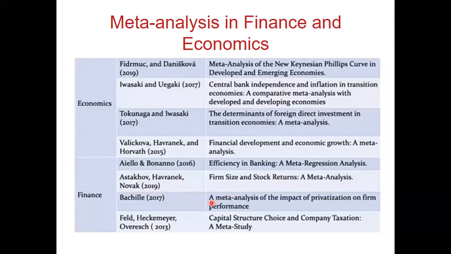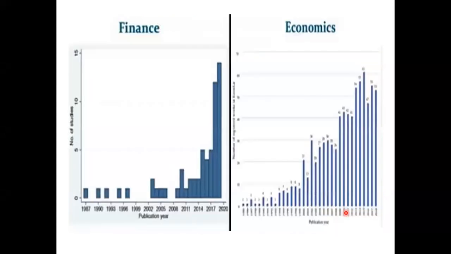Then you have Bachile, a meta-analysis of the impact of privatization on firm performance. So there are many papers published on these angles. So these authors decided to make a meta-analysis out of these studies. Then these are trends in publications in finance and economics. So the area is growing exponentially, you can imagine.